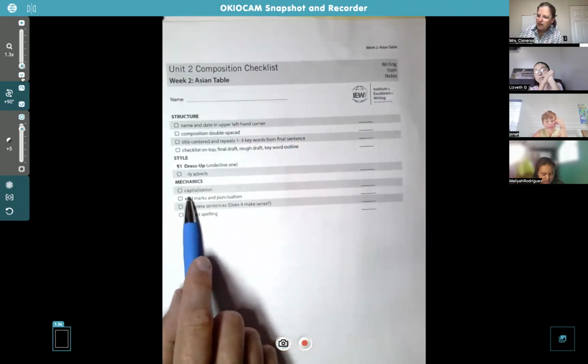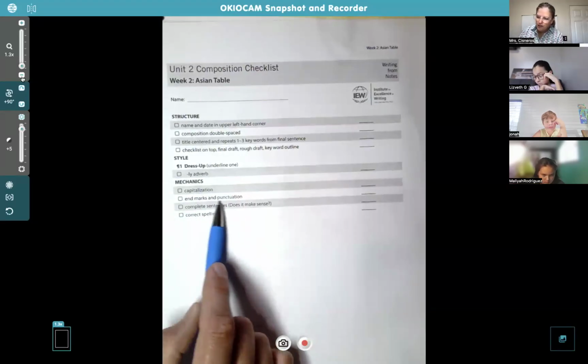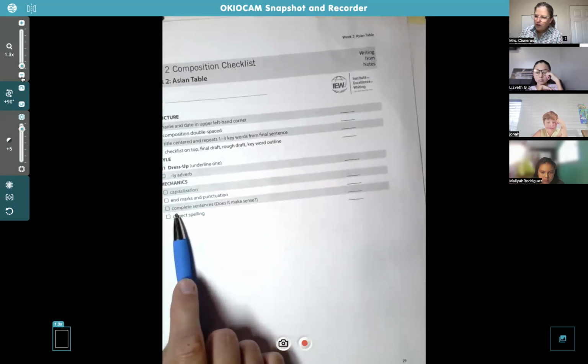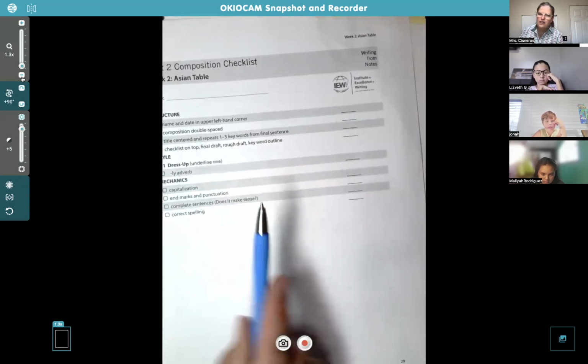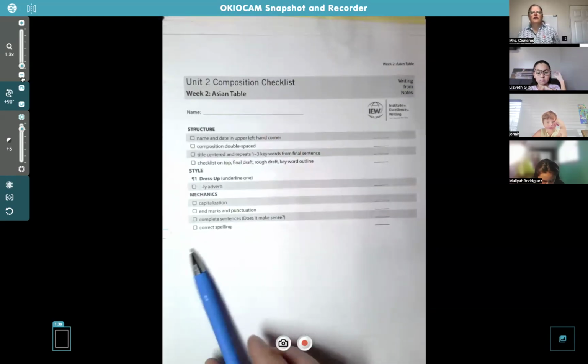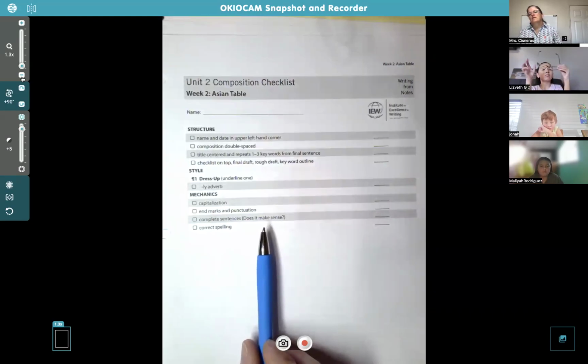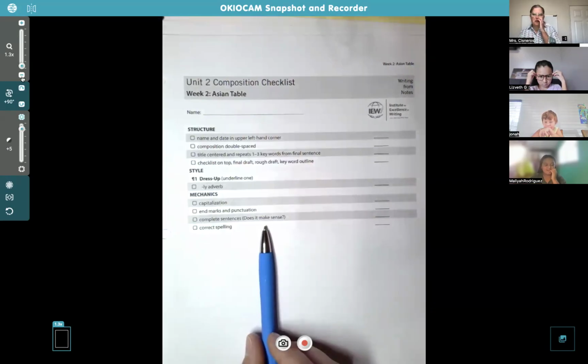And then the mechanics are capitalization. You just want to make sure to follow those rules. End marks. And then the third box says complete sentences. Does it make sense? Who can tell me, how do you know if it makes sense? What do you need to do to find out if your paragraph makes sense? What do you guys think? How are you going to know? You're thinking, everybody's thinking, they're like, wait, how do we know? How do we know it makes sense?